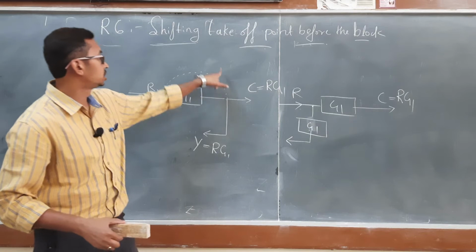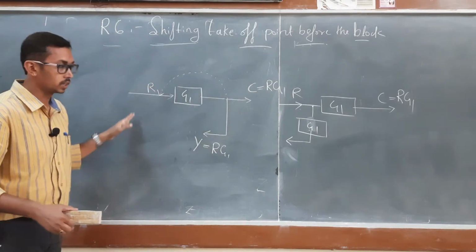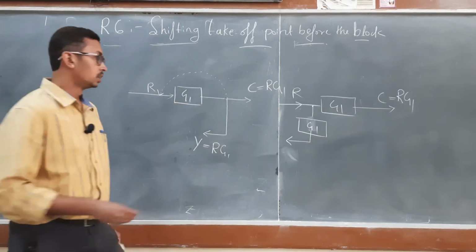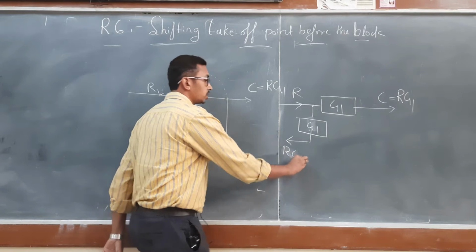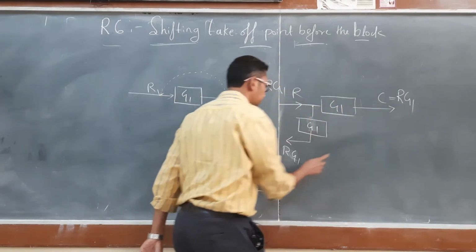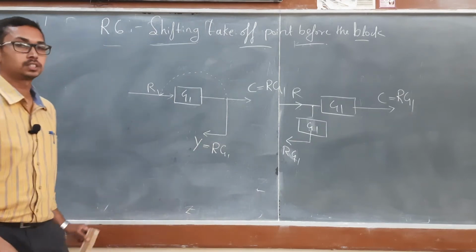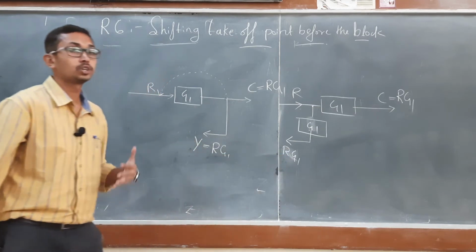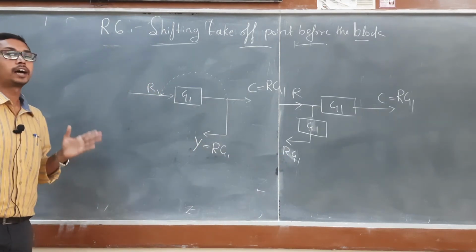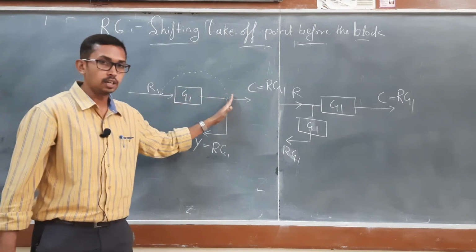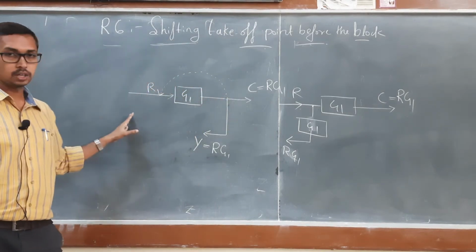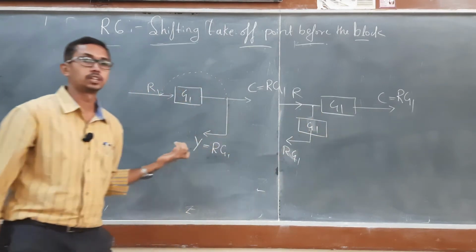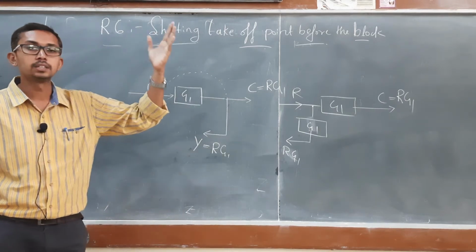I am just jumping this block G1 before it, so I am going to add the same block G1. Then what will be the output? It will be R G1. There is no change in the output; there will be a change in the feedback signal only. So here also R G1, here also R G1. The conclusion from this rule is, if I am going to shift the takeoff signal before the block, then I need to add that block to this takeoff signal. So this is rule number 6.